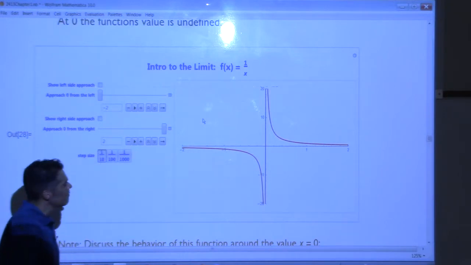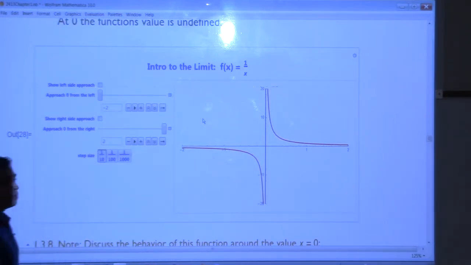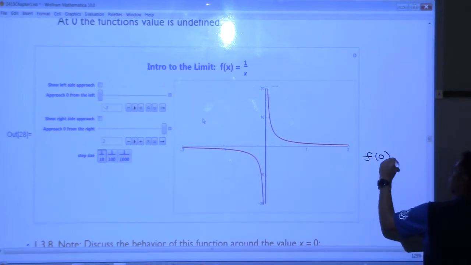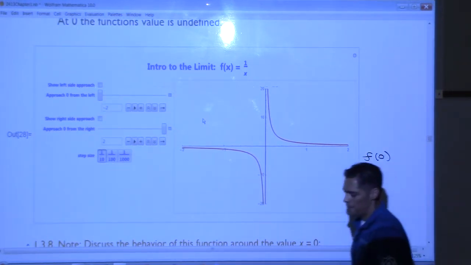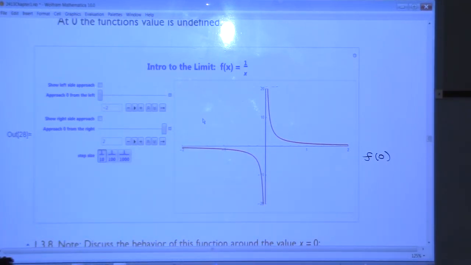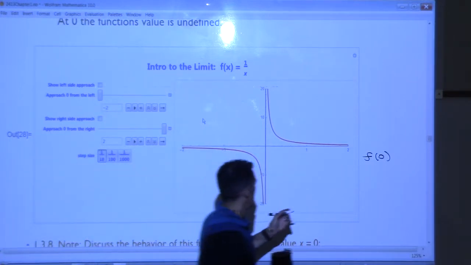Okay. All right, I'm interested here in what's happening at 0. So can you tell me at 0 what this function is doing? Okay, so if there's no graph, what do we say? Undefined, right? All right, let's keep going.